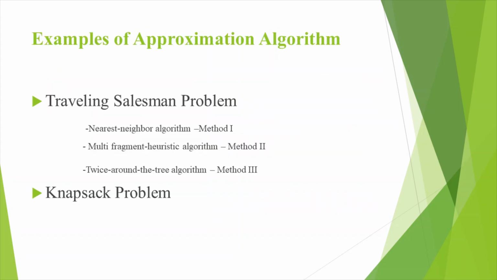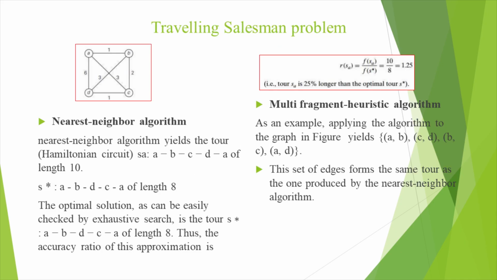The examples of optimization algorithms are the traveling salesman problem and the knapsack problem. Under the traveling salesman problem, we have three methods: nearest neighbor algorithm, multi-fragment heuristic algorithm, and twice around the tree algorithm. Let's see the methods one by one. The first method of the traveling salesman problem is the nearest neighbor algorithm.